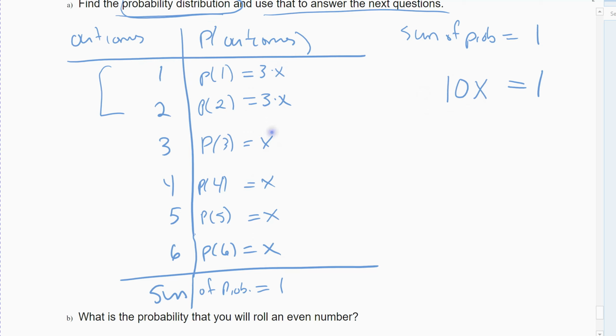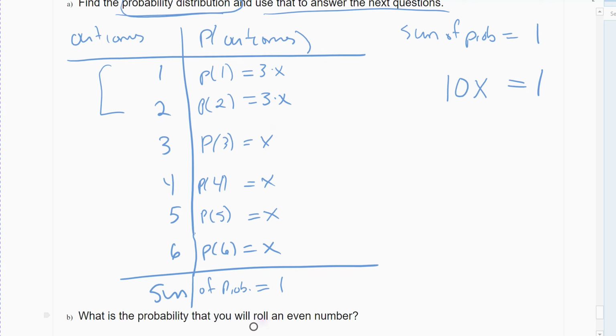x plus x plus x plus x plus 3x plus 3x, right? The sum of all of those unknown probabilities has to equal 1. So the sum of all the unknown probabilities is 10x equals 1, and then it's just a simple algebra expression. I solve for x by getting rid of the 10 in front of it, dividing it out. And so the probability, or the x value, is 1/10.